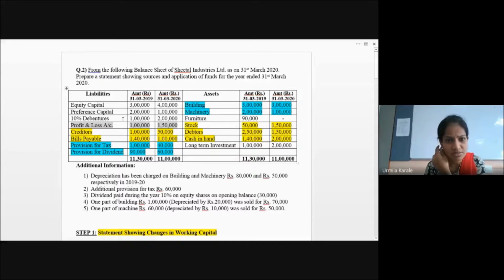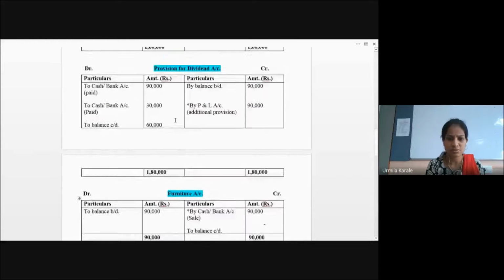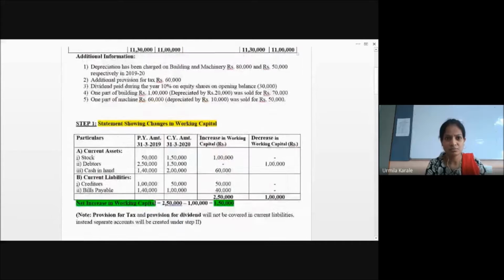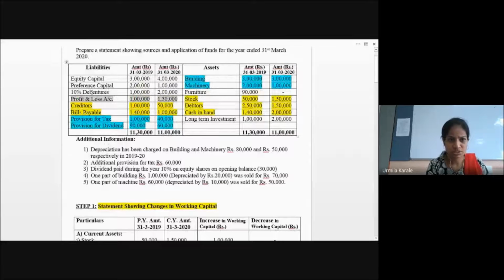Now next, debentures. If you see the debentures, 1 lakh became 2 lakh, it increased. When will it increase? When you are issuing the debentures. So you may have issued debentures of 1 lakh. Issued means you are going to receive the money. So again, issue of debenture share capital or debentures you can say. So 1 lakh. So if capital increases, it means you are making the issue and you are receiving the money. If money is getting reduced, it means you are redeeming it by paying the money, right? So this 1, 2, 3 we are done.